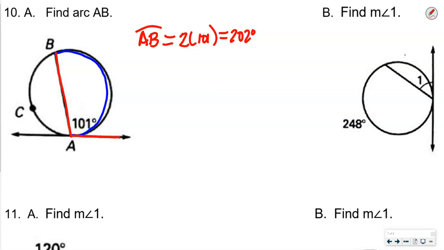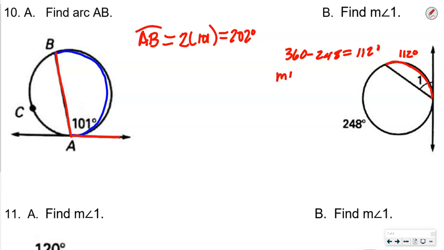Now for this one over here, the measure of angle 1. So notice we really need this arc right here, right? And we don't have it. So what do we need to do to get it? And I'm going to show you two ways to do this one actually. So we're going to go 360 minus 248, and that's going to give us 112, right? So that means this arc right here is 112. So how would I find the angle?